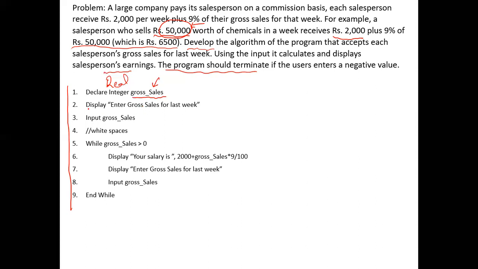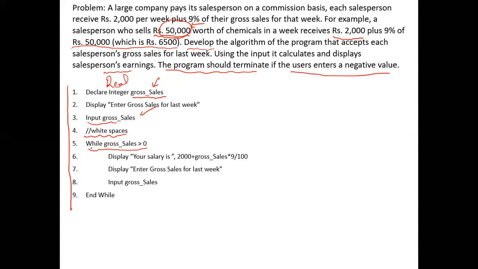Then we are going to display a message to the user to enter the gross sales for the last week, and then we are going to accept this input and store it in the variable that we declared in statement number 1. This is just an empty line, and I've put a comment here. And then here is where we are using a repetition structure, because we want to calculate the salaries of salespeople as many as there are. The condition is that the program should terminate if the user enters a negative value.